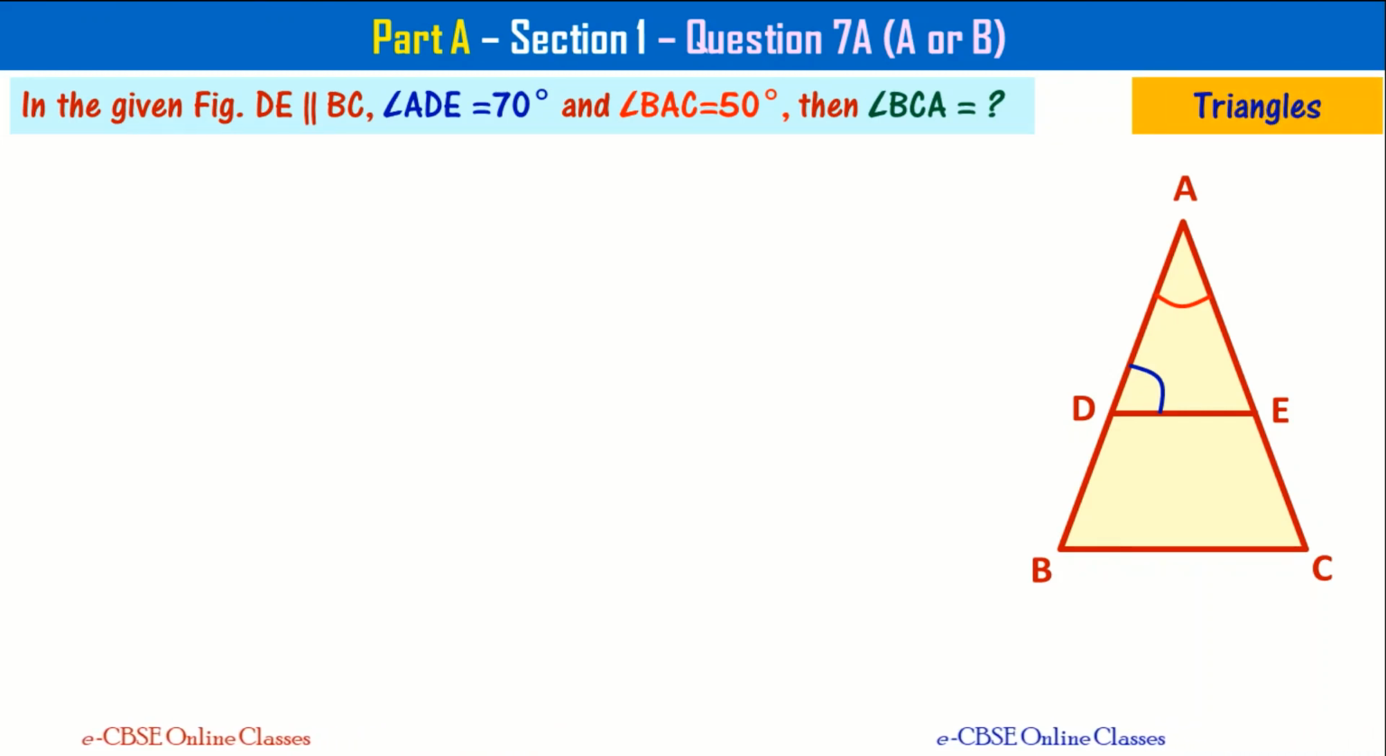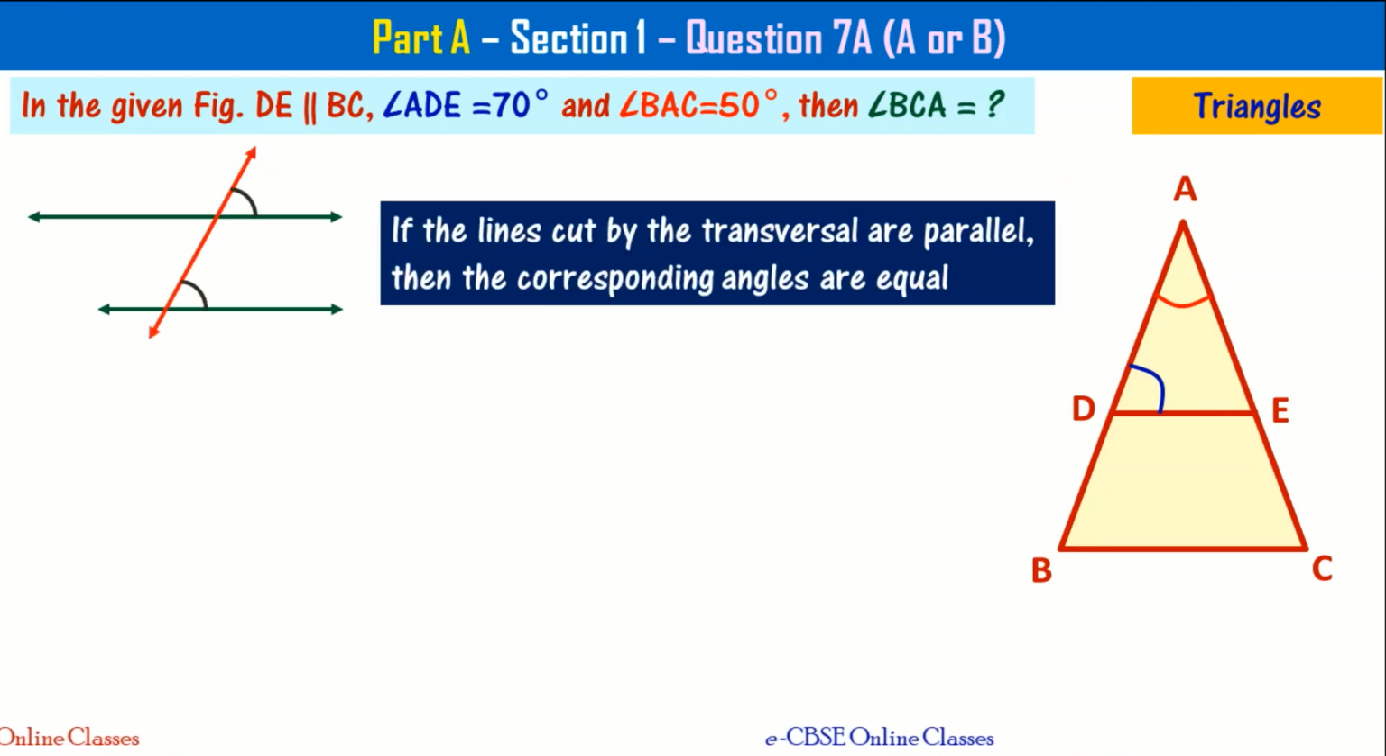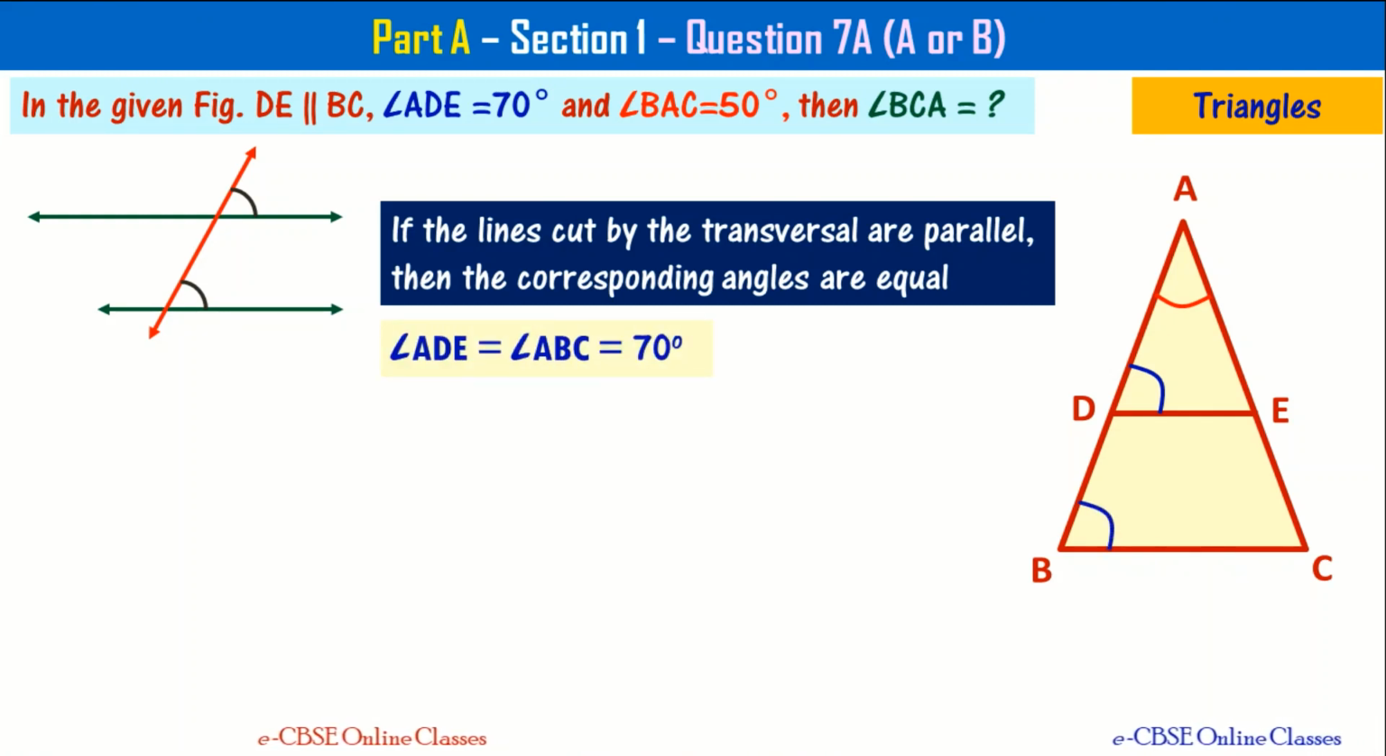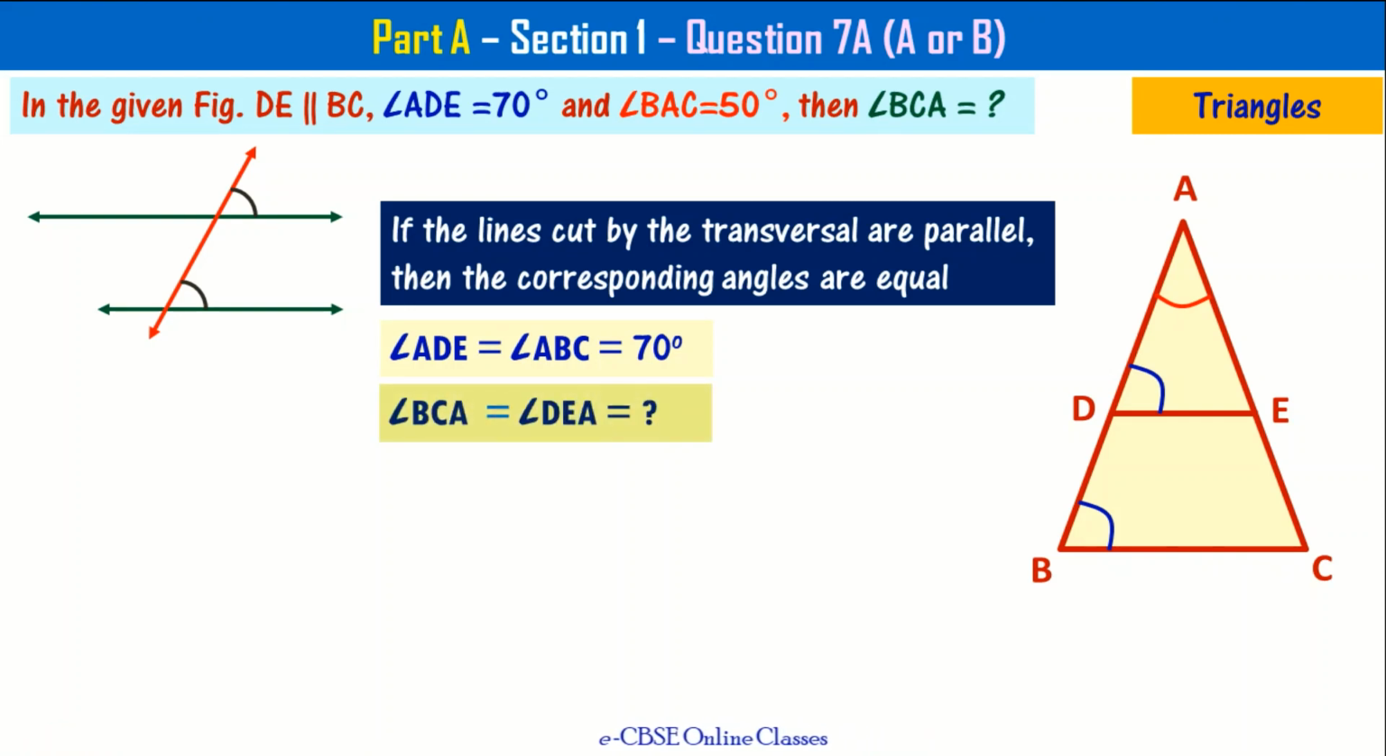This is from triangles chapter. As you see here, if the lines cut by the transversal are parallel, then the corresponding angles are going to be equal. If you apply this concept, since line DE is parallel to line BC, we can say that angle ADE is equal to angle ABC, that is equal to 70 degrees. In the similar manner, angle BCA is equal to angle DEA. That is not known, we have to find it.